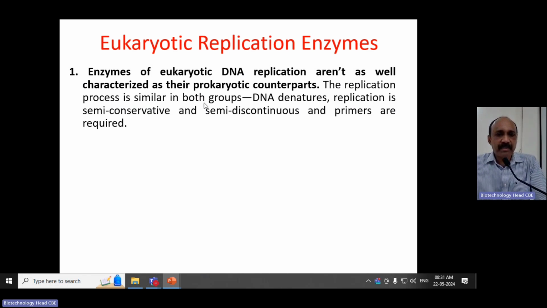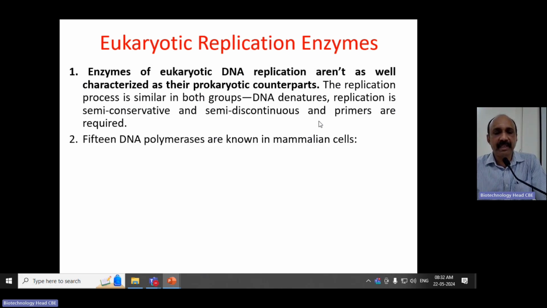The replication process is similar in both prokaryotes and eukaryotes, where the DNA denatures. The replication is semi-conservative and also semi-discontinuous, and primers are required. Almost all these 4 requirements are present in both prokaryotes and eukaryotes. First, denaturation of DNA by the helicases. Then the replication is semi-conservative and semi-discontinuous. There can be several of those bubbles forming, and it also needs primers for the synthesis of the DNA.